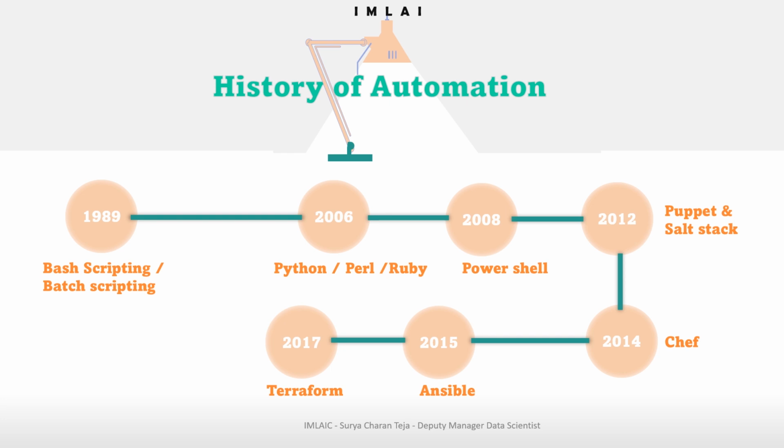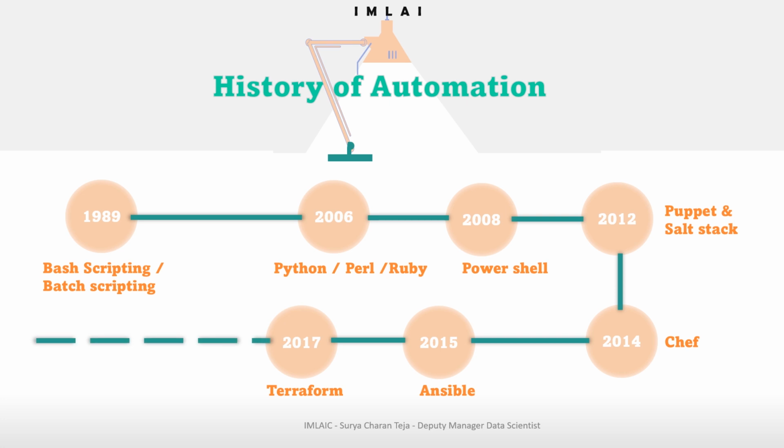So this is a little history, from a tool popularity and year perspective, of how automation has evolved from Bash and batch scripting to today having Ansible and Terraform. So don't think it will stop here. It will go on and on, and it will go on forever.